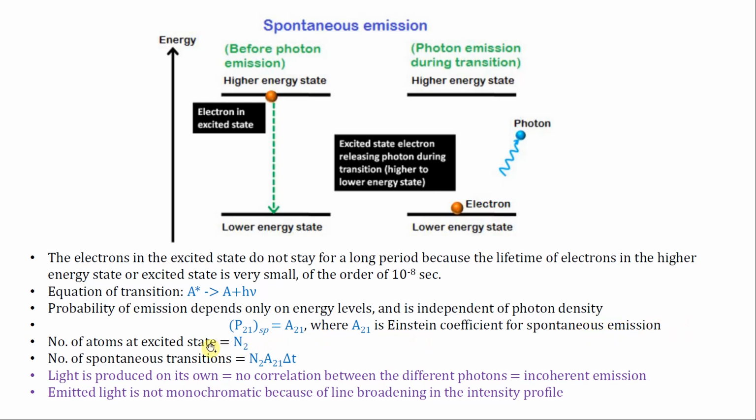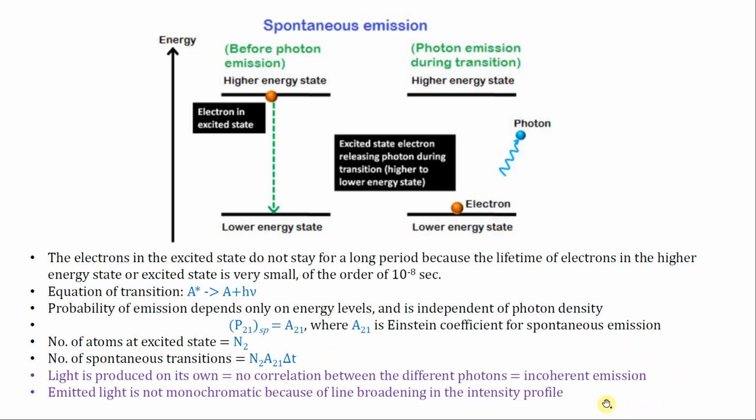Now suppose the number of atoms at the excited state is N2. Then the total number of atoms undergoing transitions within a time delta t I can get by multiplying the number of atoms and the probability. So within time delta t, N2 A21 delta t number of atoms undergo the spontaneous emission, or undergo transition.